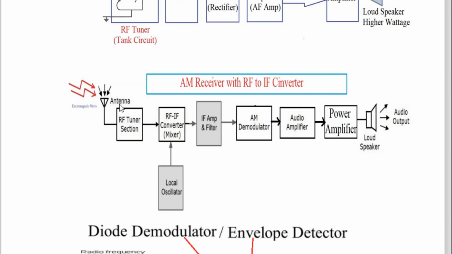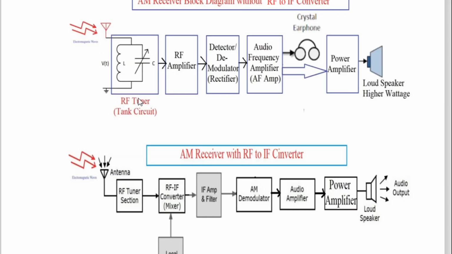So this is that diagram: AM receiver with RF to IF converter, AM receiver with radio frequency to intermediate frequency converter. Now what is in this diagram? This block will be the same. The antenna is there, and with that antenna the RF tuner is there. So here is the RF tuner section.